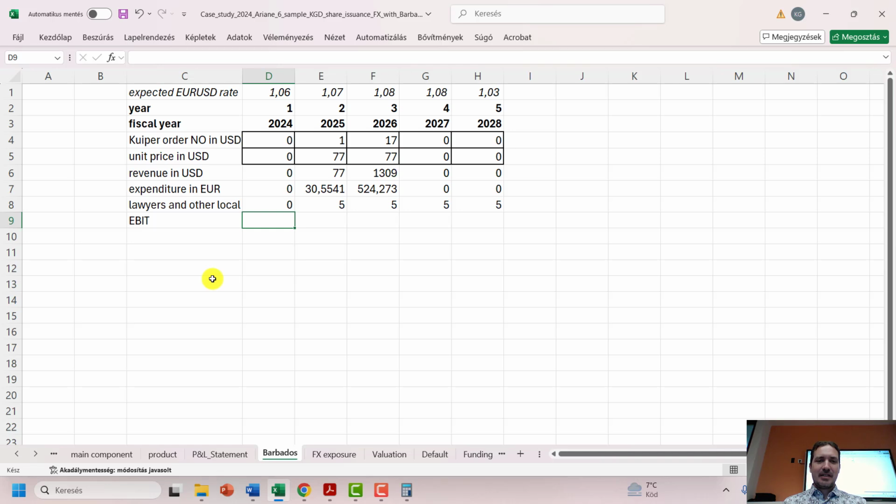And then we can see the EBIT. No, not this one, not this one. We have to take the revenue minus expenditure minus lawyers. And this is expenditure in US dollar because now I converted it. So this is how much money we can generate.